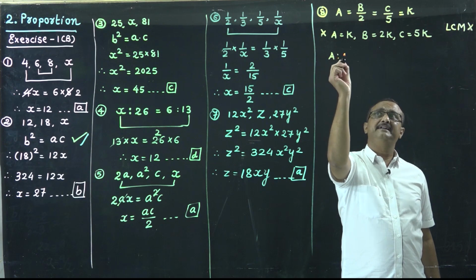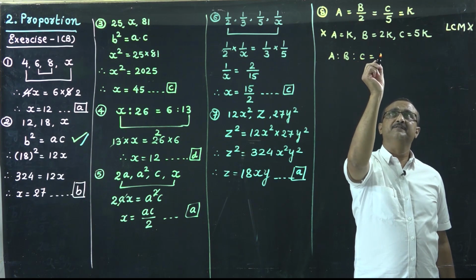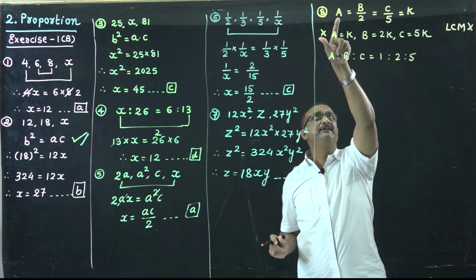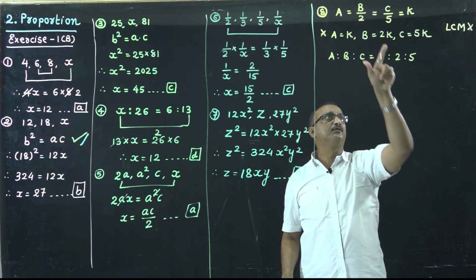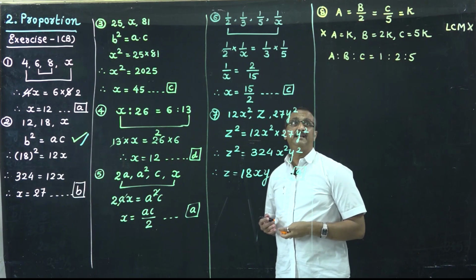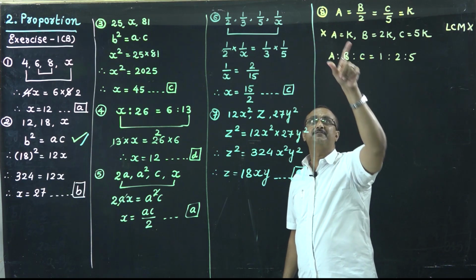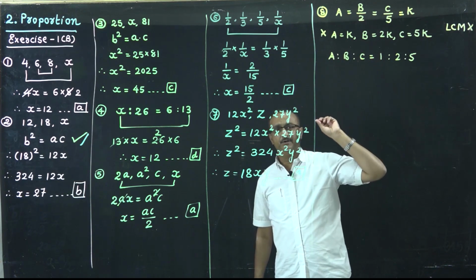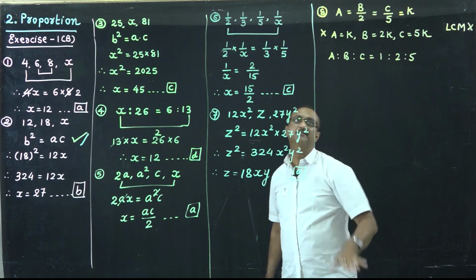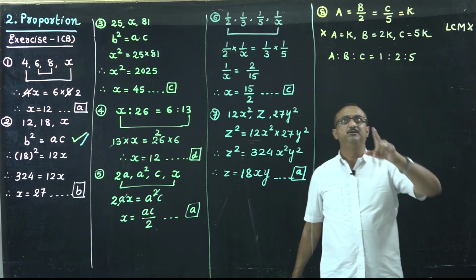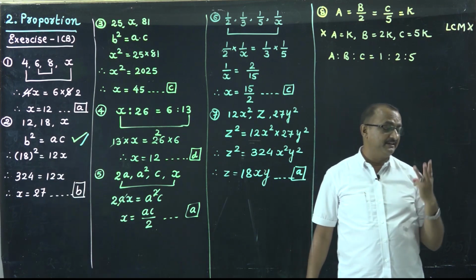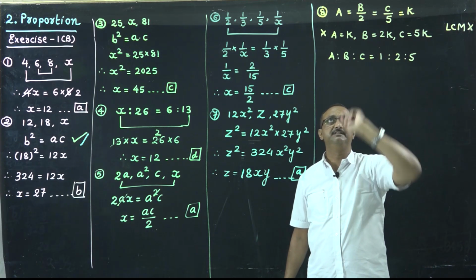So how to find a is to b is to c directly? 1 is to 2 is to 5. You don't have to do anything. Just put the denominator of a, the denominator of b and the denominator of c. It is your answer. Whatever way you calculate, our answer will come to this only, 1 is to 2 is to 5. See again, we have a total of 3 methods of solving this sum.